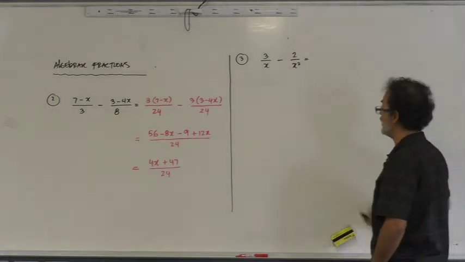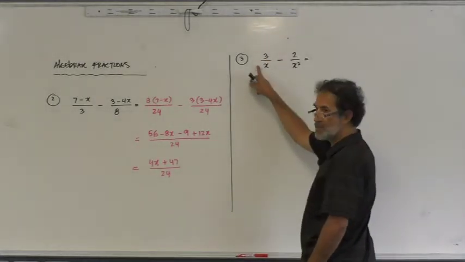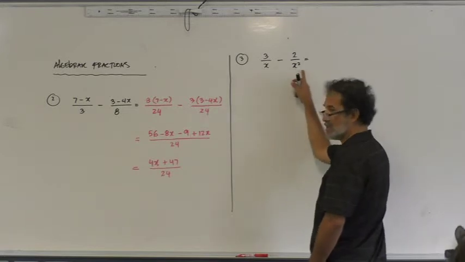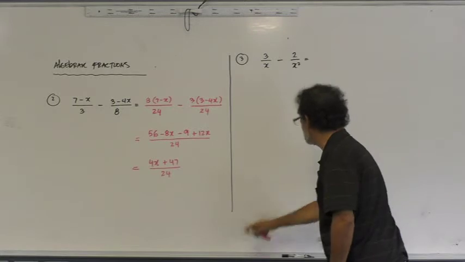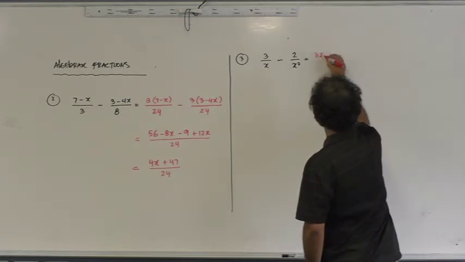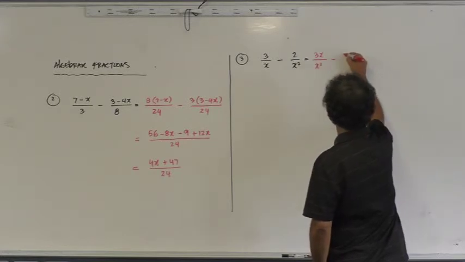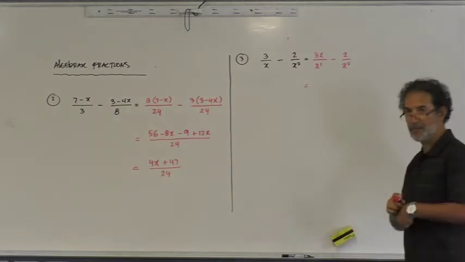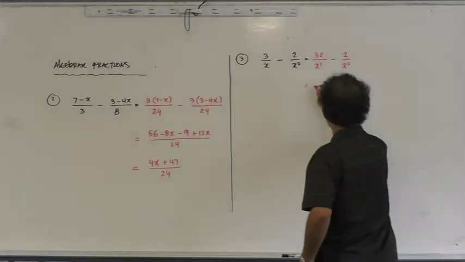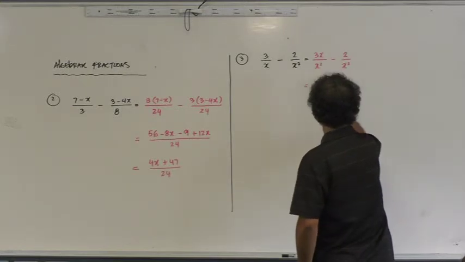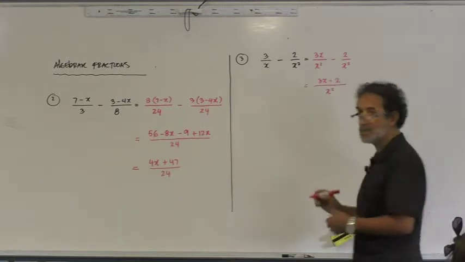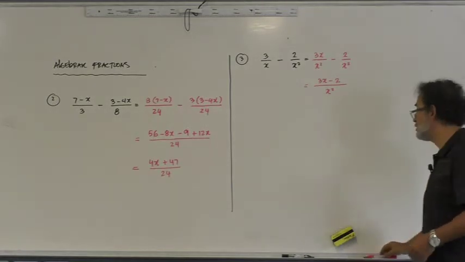So we're going to multiply the top and the bottom of this fraction by x, so then we have the same denominator. If you multiply this by x, it's going to be 3x, and then now we have x squared, and then we have 2 over x squared, so we have the same denominator. And then we do 3x minus 2. That's it. That's all we do.